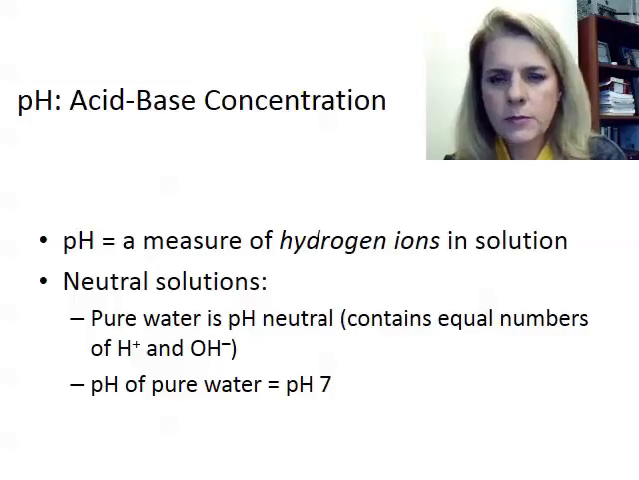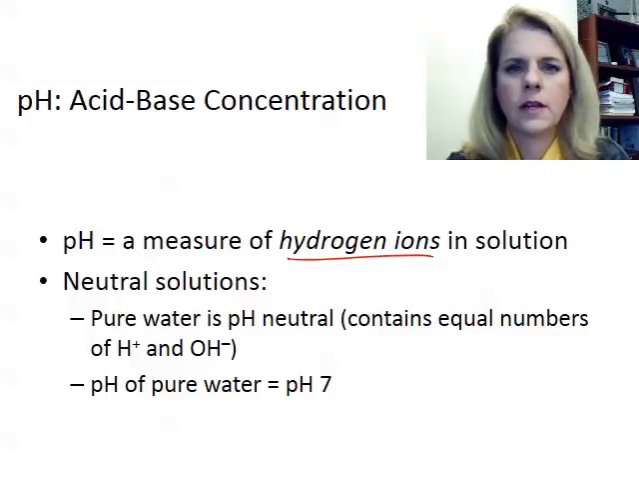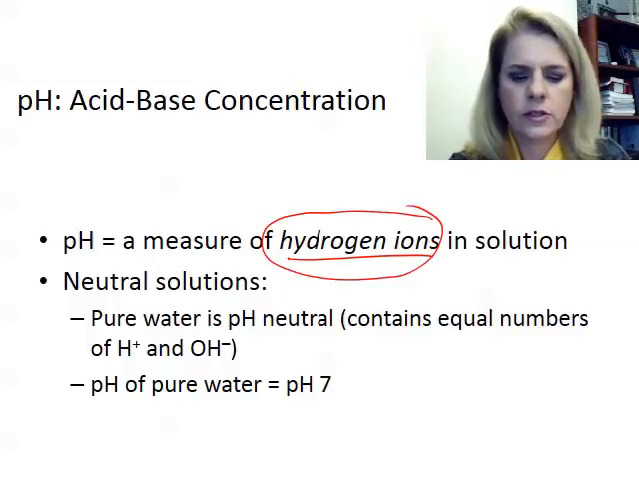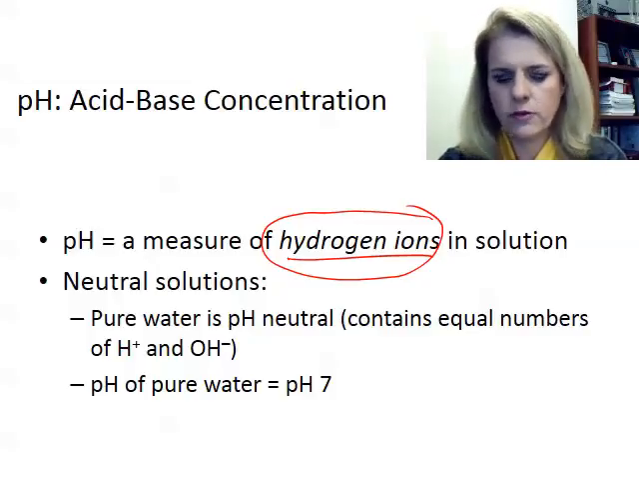So what is pH? pH is basically the concentration of hydrogen in solution. So it's a measure of how many hydrogen ions are in solution. Okay, that's what pH means. How many hydrogen ions do you have in your solution?